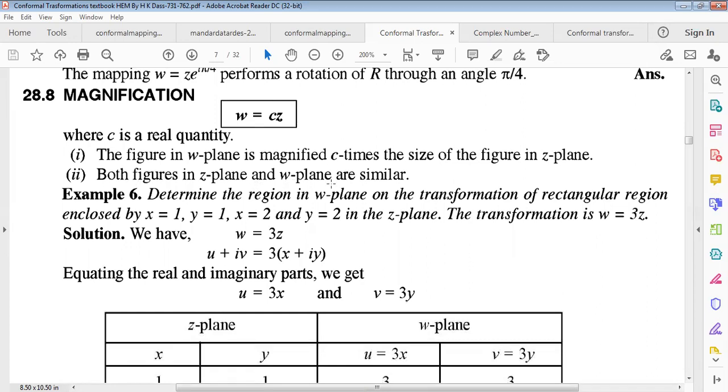Both figures in the z plane and the w plane are similar.